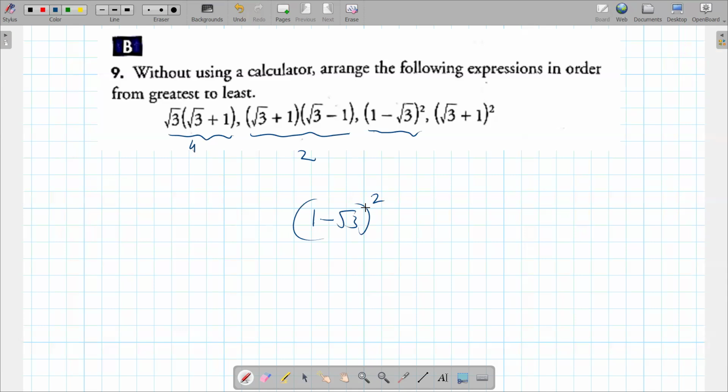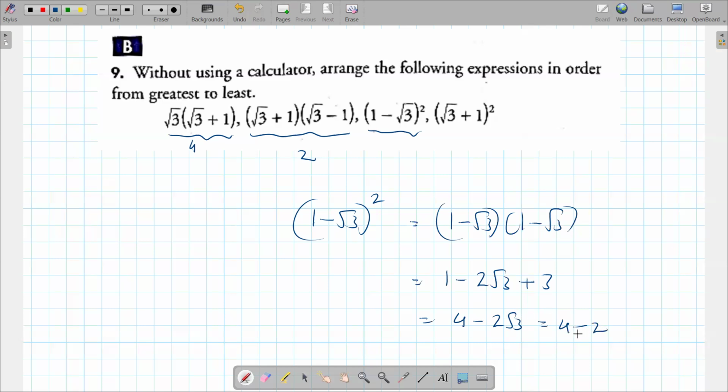So the whole squares are always more annoying than the difference of squares type question. So this is going to be 1 minus root 3 times 1 minus root 3, and that is not going to be 1 minus 3, okay? There's going to be a middle term. Remember that. Every time there's a whole square, there's always going to be a middle term. So if you expand it, you're going to get 1 minus 2 root 3 plus 3. So that'll be 1 plus 3 is 4, minus 2 root 3. So this is like 4 minus 2-ish, because root 3 is about 1 or 1.5.